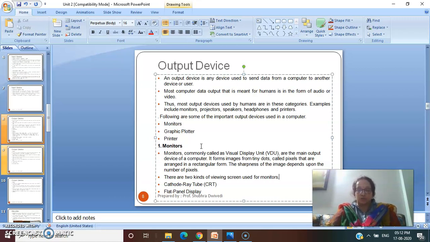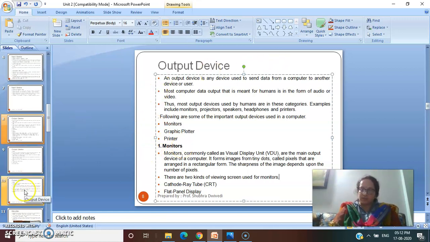So the total number of pixels will be the total number of pixels in the x direction and the total number of pixels in the y direction. We multiply the number of pixels in x by the number of pixels in y, and then we get the resolution of that particular screen. Okay, this is the concept of pixels that I told you.